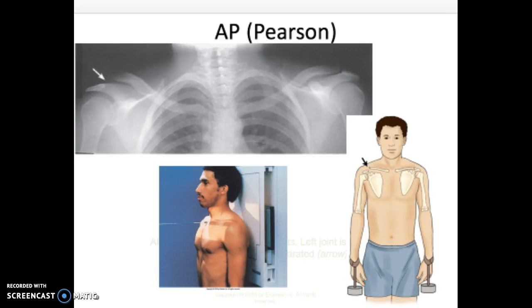And this is what your AC joint separation will look like. You can see here how the acromial end of the clavicle is right up against the acromion, and this one is not where it should be. It's separated there. All right. Jeff and Jocelyn will show you how to use the weights so you can avoid that shoulder muscle tensing.